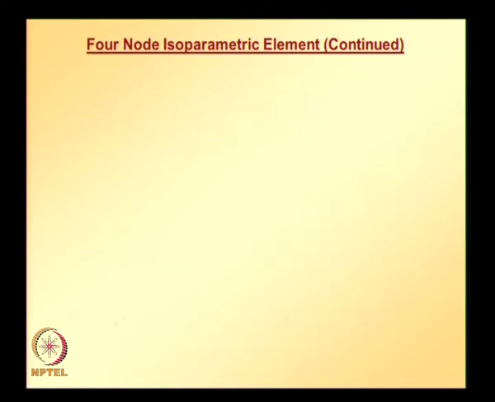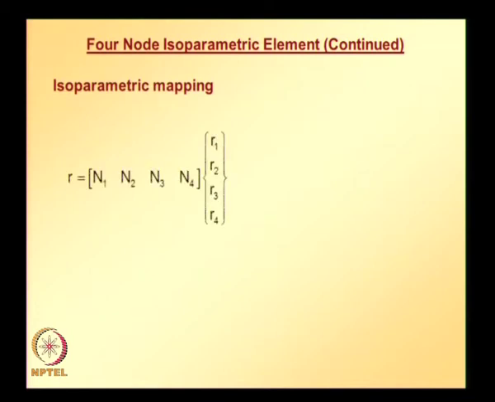And now isoparametric mapping. Using the isoparametric mapping concept, we can write the coordinate r at any point in terms of radial coordinates of all the 4 nodes, and the parent element shape functions. Similarly, the z coordinate can be written in this manner, and these two equations we require for calculating Jacobian and determinant of Jacobian.